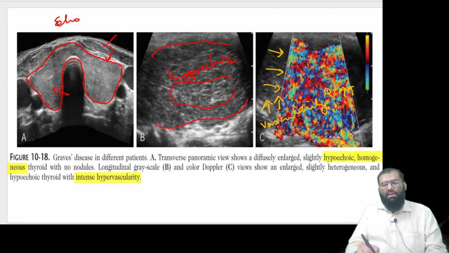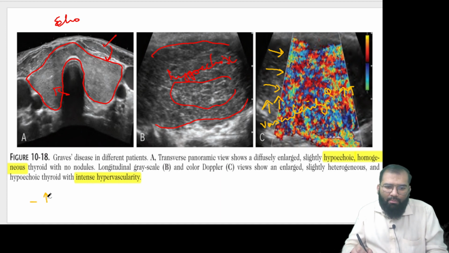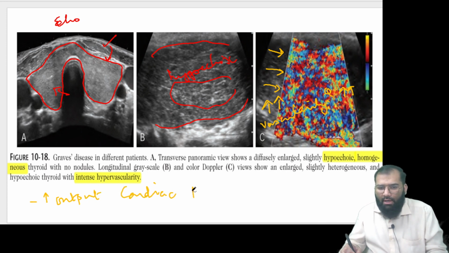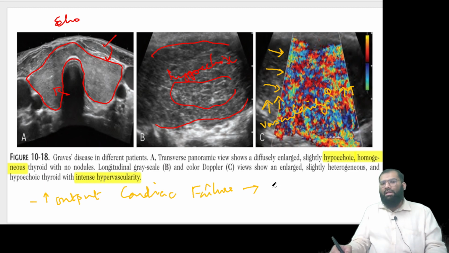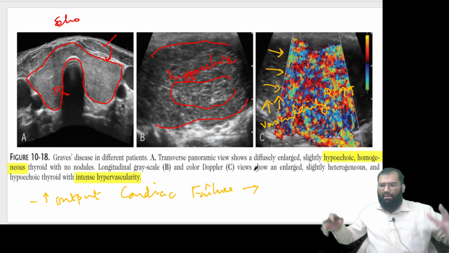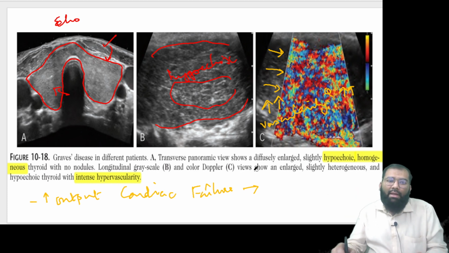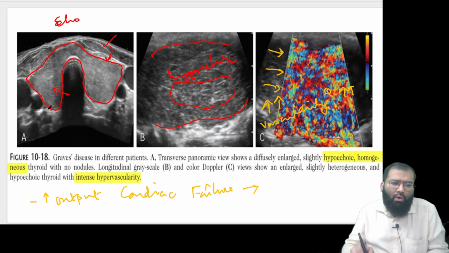Okay. Now with this, you might find other findings, that is there might be signs of high output cardiac failure. Patient might have high output cardiac failure. So if the patient has high output cardiac failure, you will notice pedal edema, dilated IVC, congested hepatosplenomegaly, all these signs, bilateral pleural effusion, pericardial effusion, okay, pulmonary edema. All these are the other radiological findings that can be seen in patients with Graves' disease. Okay, so I hope that clears up the entire concept of Graves' disease.